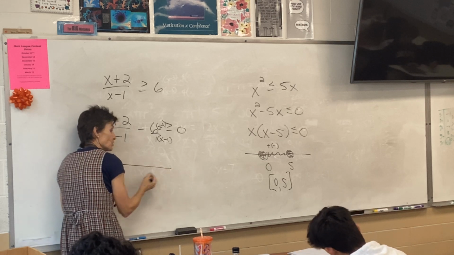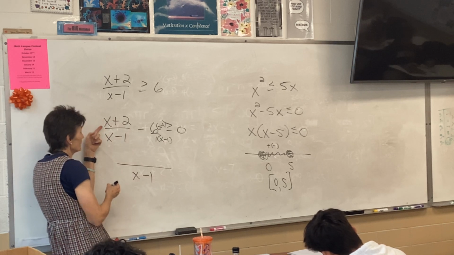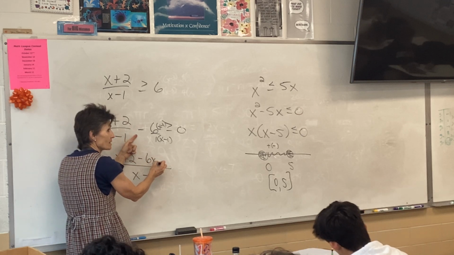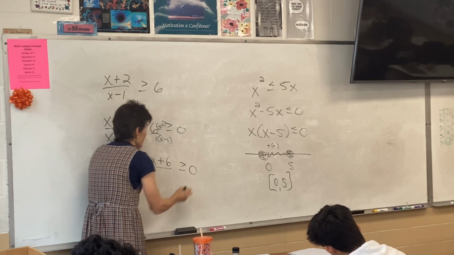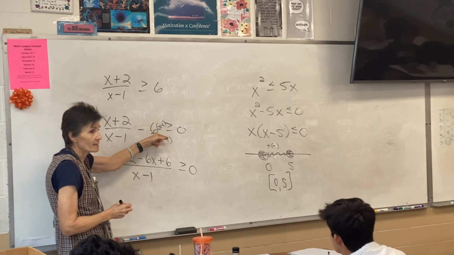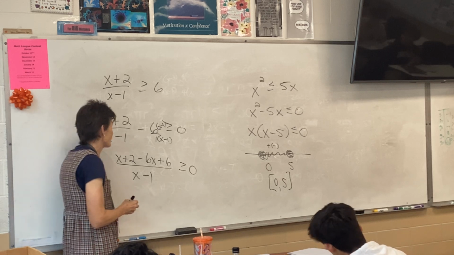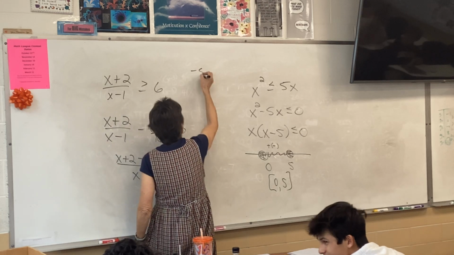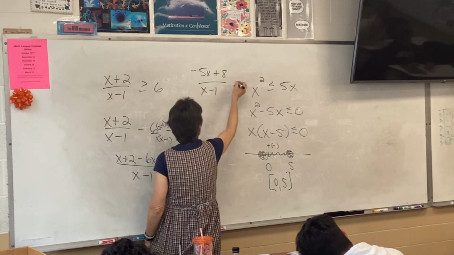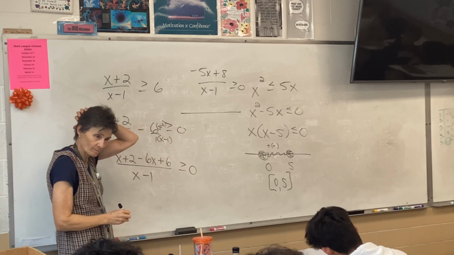Now, one fraction, and be very, very careful. x plus 2 minus 6x plus 6. Gosh, I wish I had a dime for every time we mess that up. That's minus 6x plus 6. So I have negative 5x plus 8 over x minus 1. That is not my answer.